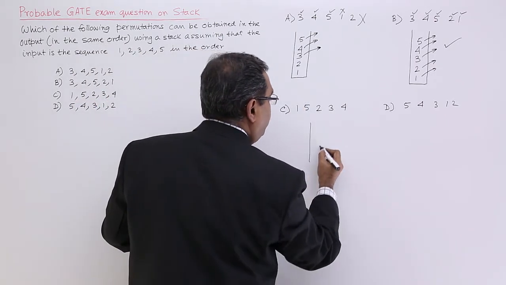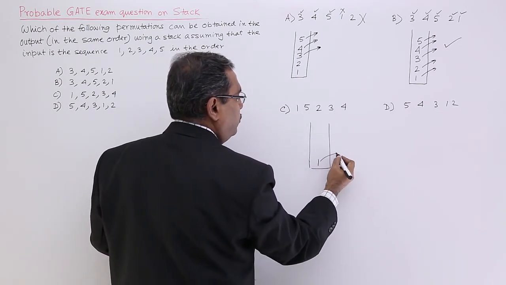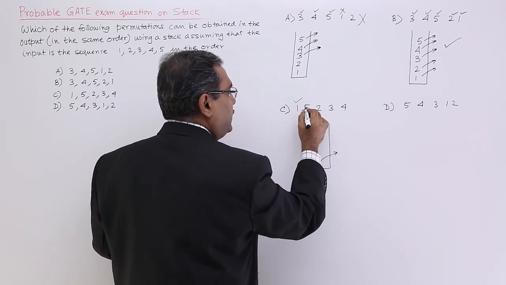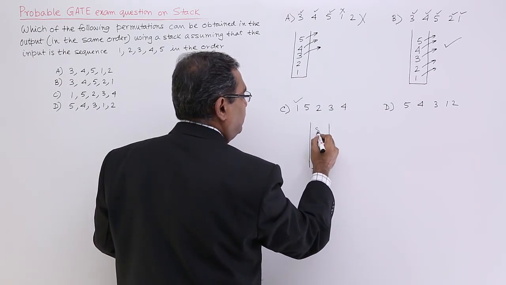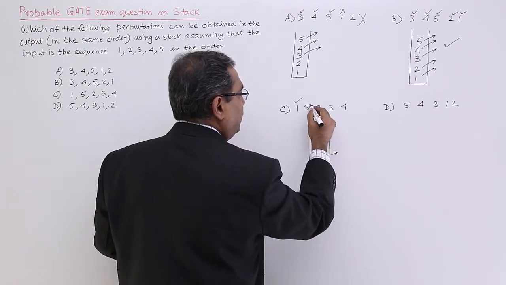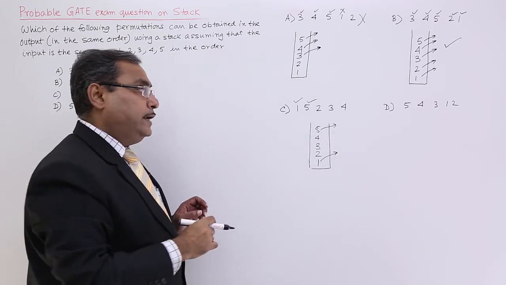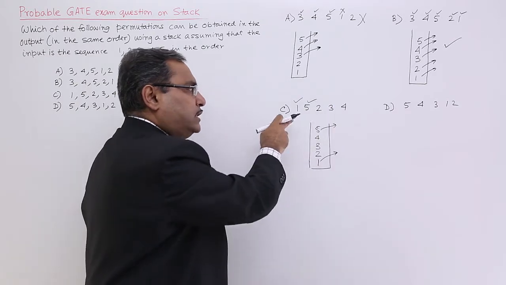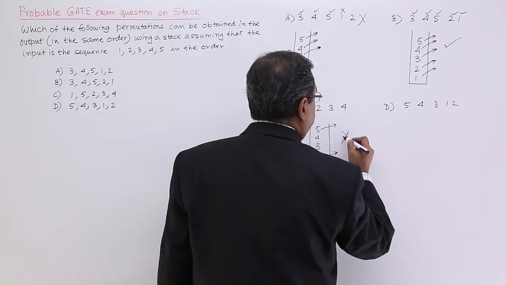So now we are going for this. I require 1. So 1 will be pushed, 1 will be popped. So 1 has been obtained. I require 5. So now 2, 3, 4, 5. 5 has been popped. I require 2. 2 cannot be obtained because 4 is at the top of the stack. How can it be? And from just looking at the sequence also, we can say that it is not possible. So it is a wrong answer.